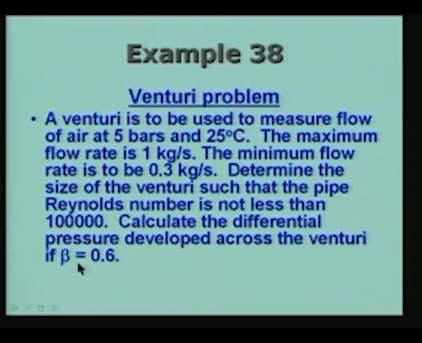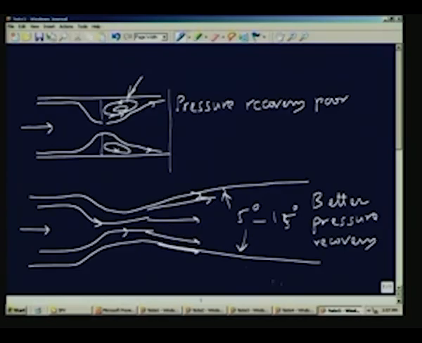So what I will do in the rest of the lecture, in the time we have, is work out some aspects of this problem and probably continue from there in the next lecture. So let us look at the problem. The venturi problem.